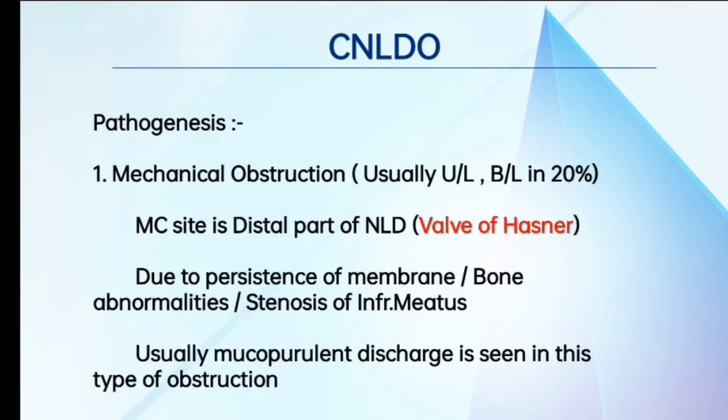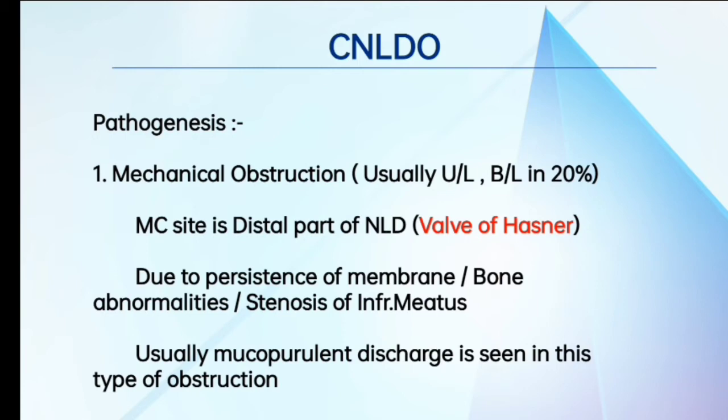Coming to the pathogenesis. Number 1 is mechanical obstruction. Usually unilateral, but can be bilateral in 20% of cases. The most common site of obstruction in the nasolacrimal apparatus is the distal part of the nasolacrimal duct, that is near the valve of Hasner. Obstruction occurs due to persistence of membrane or bone abnormalities or stenosis of the inferior meatus. Out of these, persistence of membrane is most common.